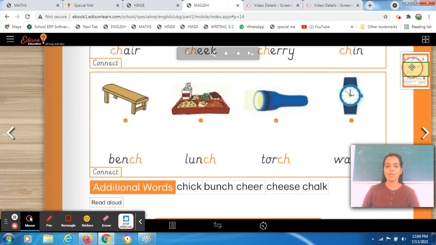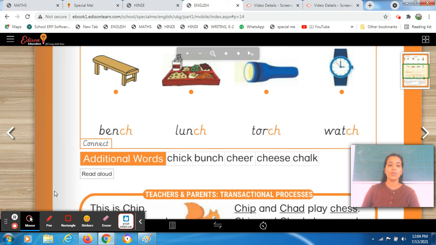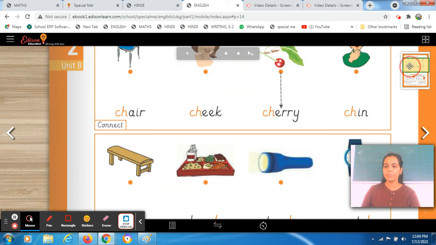Let's see the information given below, then we will start. There are some additional words for you, students, and there are some clip arts also given to you. Below that there are some words written. One by one you have to see the picture, recognize it, and then read the whole word. And one more thing, you have to read aloud. Fine. So first of all, let's start from the top.